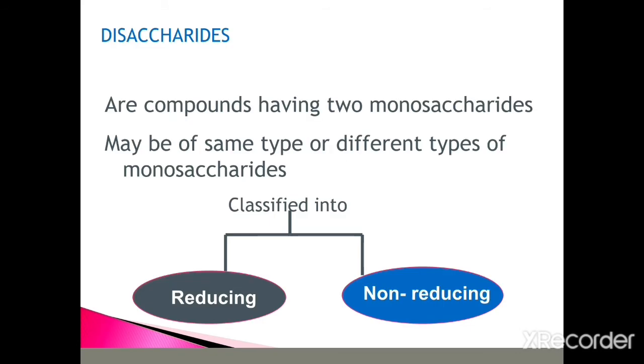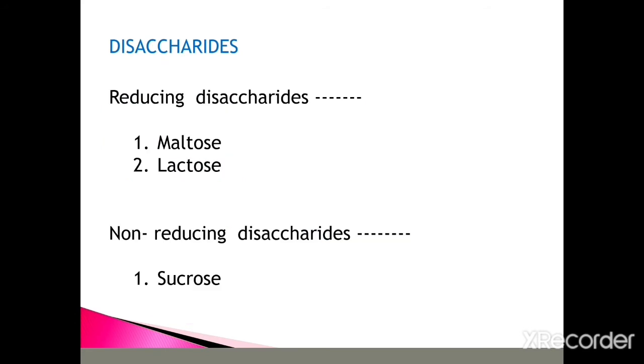Next we discuss disaccharides. What are disaccharides? We have already discussed. They are made up of two monosaccharide units, connected together by a glycosidic bond. So disaccharides are compounds having two monosaccharides, and these two units may or may not be of the same type. They are classified into reducing and non-reducing. Examples of reducing disaccharides are maltose and lactose, and the non-reducing disaccharide, as we have already said, is sucrose.